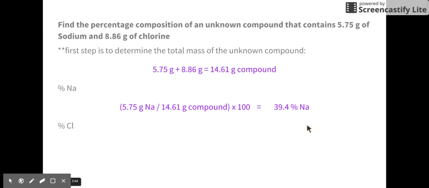Next, let's find chlorine. Again, you can probably figure this out without doing all of the formula, but let's just go ahead and do it anyway. 8.86 grams of chlorine divided by the total mass of the compound, multiplied by 100, I get 60.6% of the compound is chlorine, which makes sense because both of these added together should equal 100%. So chlorine takes up a lot of the compound. In this compound, chlorine's the heavyweight and takes up 60.6%.